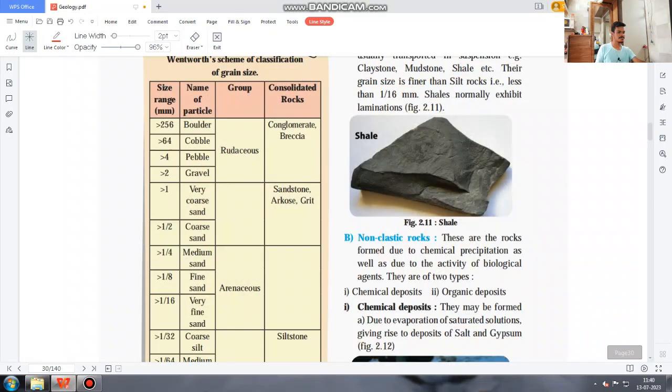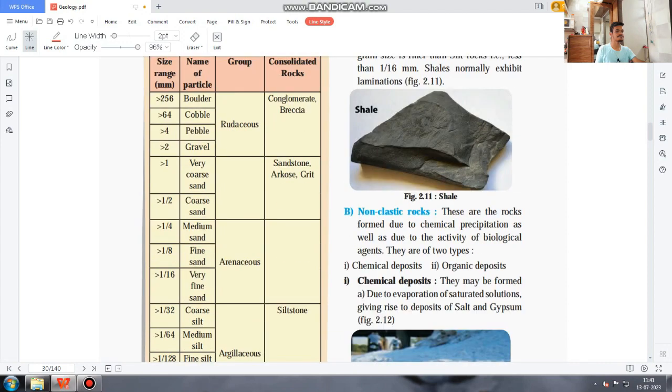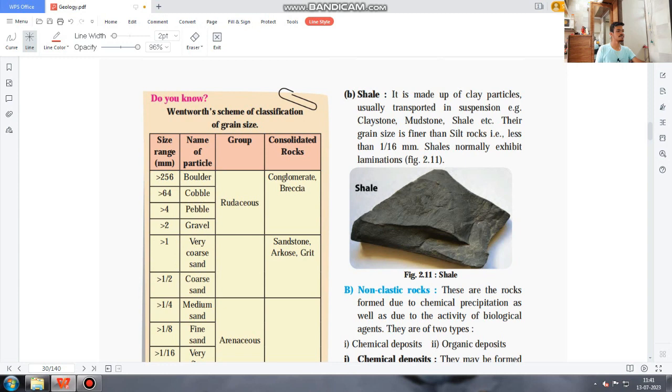Next is argillaceous, short form argillite. The first one is siltstone. They are finer than sand. You can't see them with your naked eye at all; you require a microscope. They are transported by suspension. Shale is made up of clay particles, transported by suspension. Examples: claystone, mudstone, shale. This is the size. Shales normally exhibit lamination.